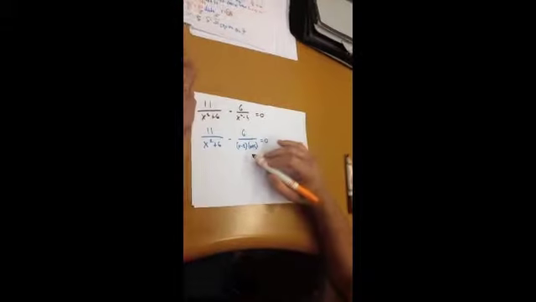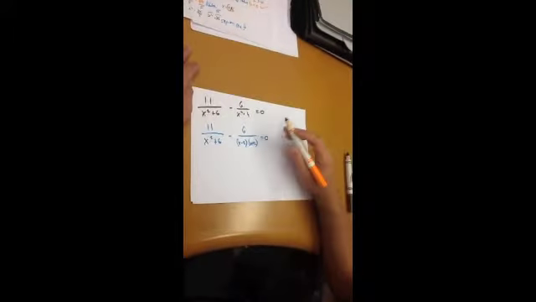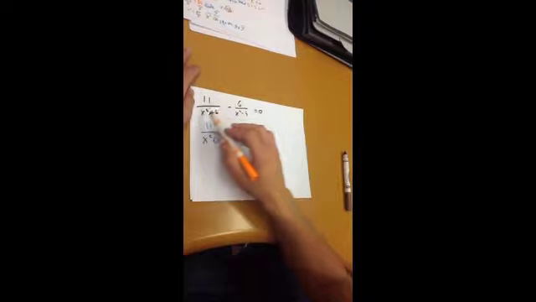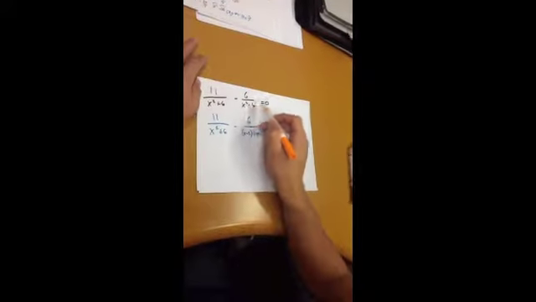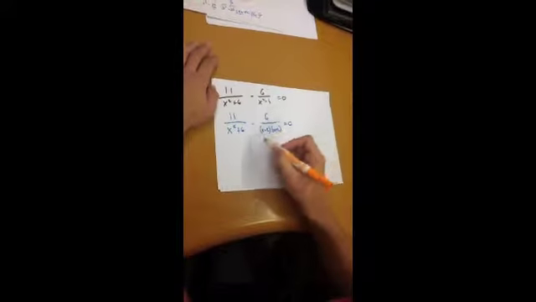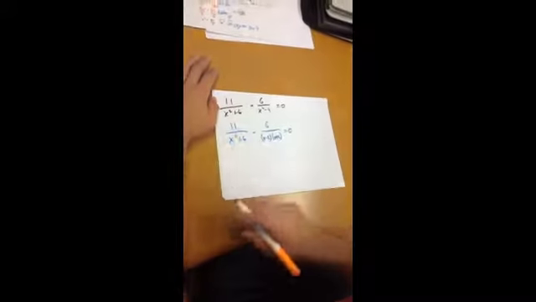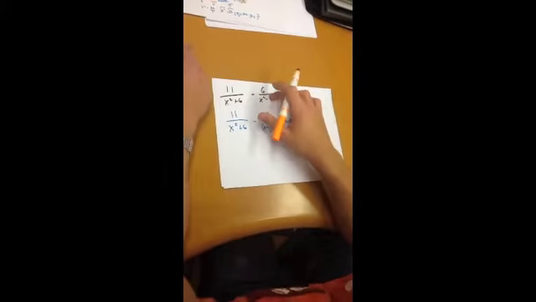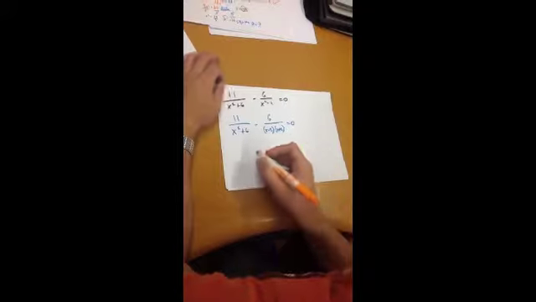So basically, because you don't have a lowest common denominator here, we're just going to multiply each side by each other's denominator. And on the top, you're going to be multiplying the right side by the left side, and the left side by the right side, because there is no common factor.